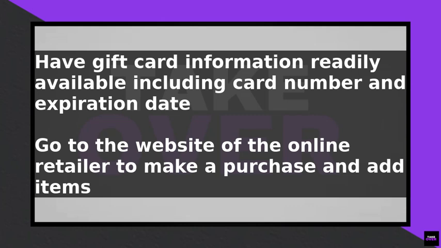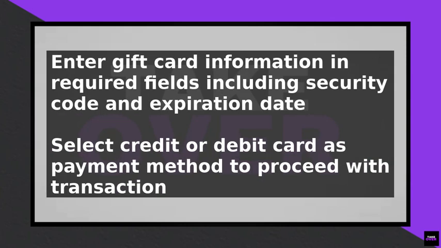Add the items you want to buy to your shopping cart and proceed to checkout. When prompted to enter your payment information, select credit or debit card as your payment method. Enter your TD Bank gift card information, including the card number, expiration date, and security code, in the required fields. Be sure to enter the information exactly as it appears on the card to avoid any errors.